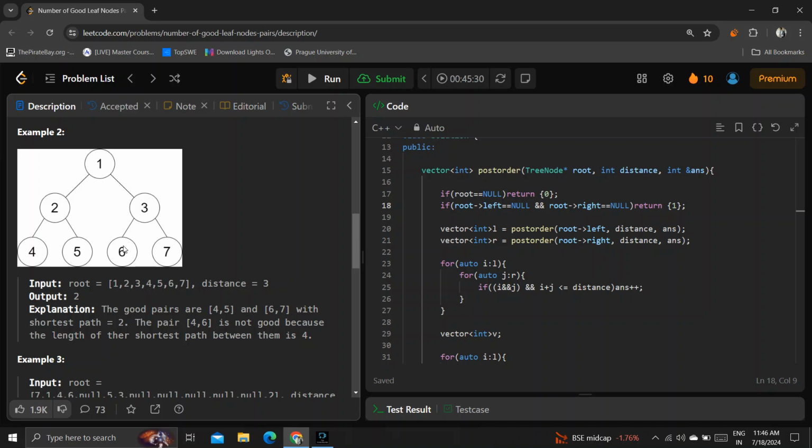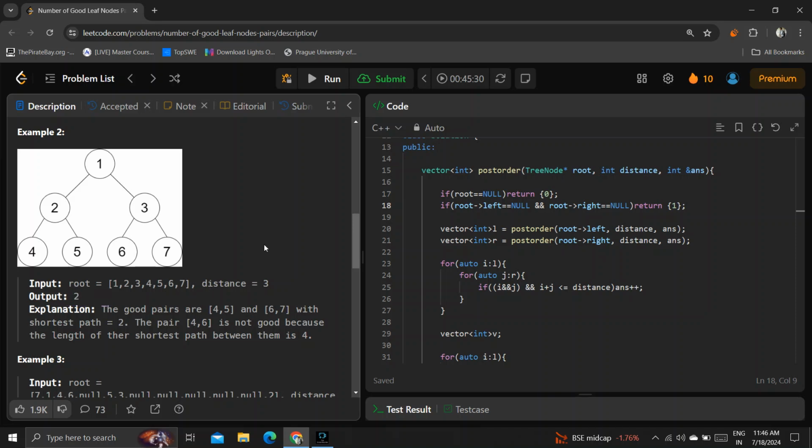Now, we will come to here. This path, yes, its value is 2, which is less than or equal to 3, so it is a good path. So we will increment the answer. The answer value will be incremented by 1, so it will become 2. So we will return 2. Hope you have got this problem.